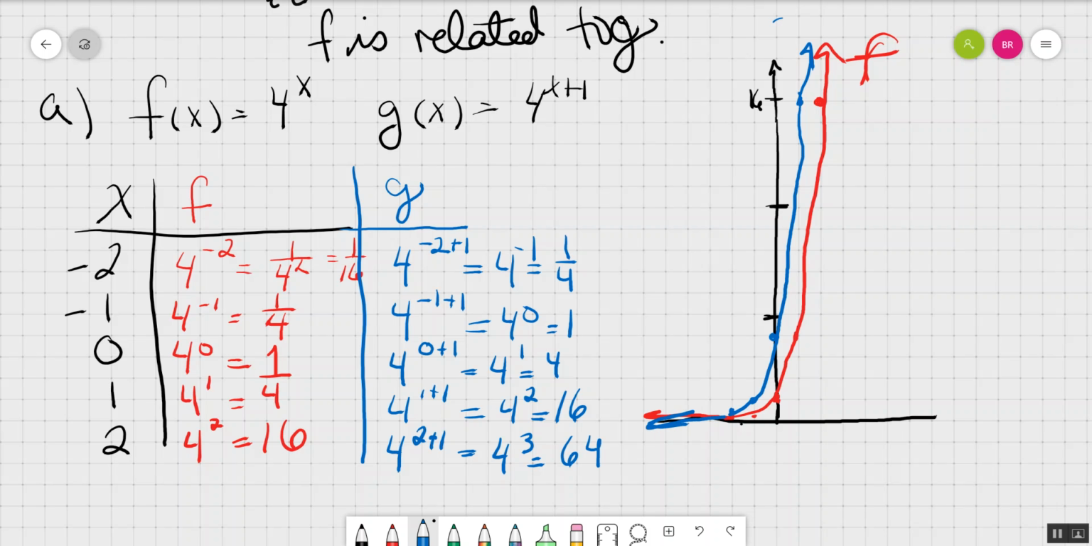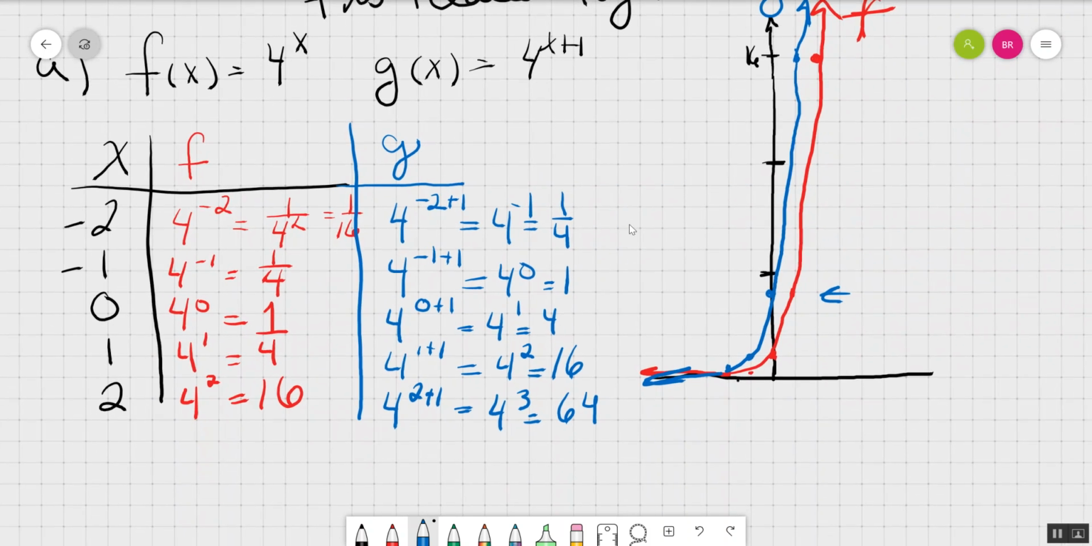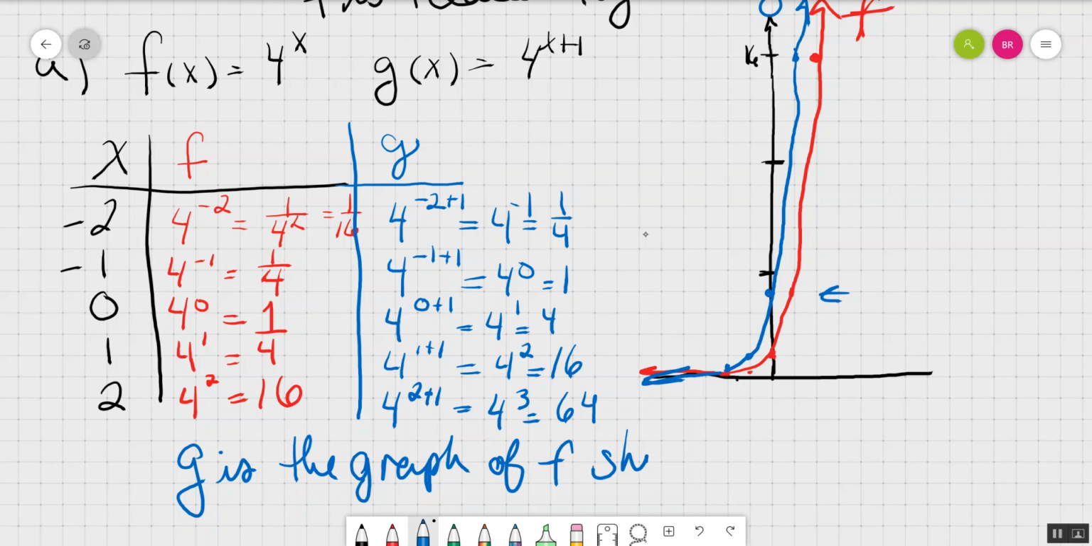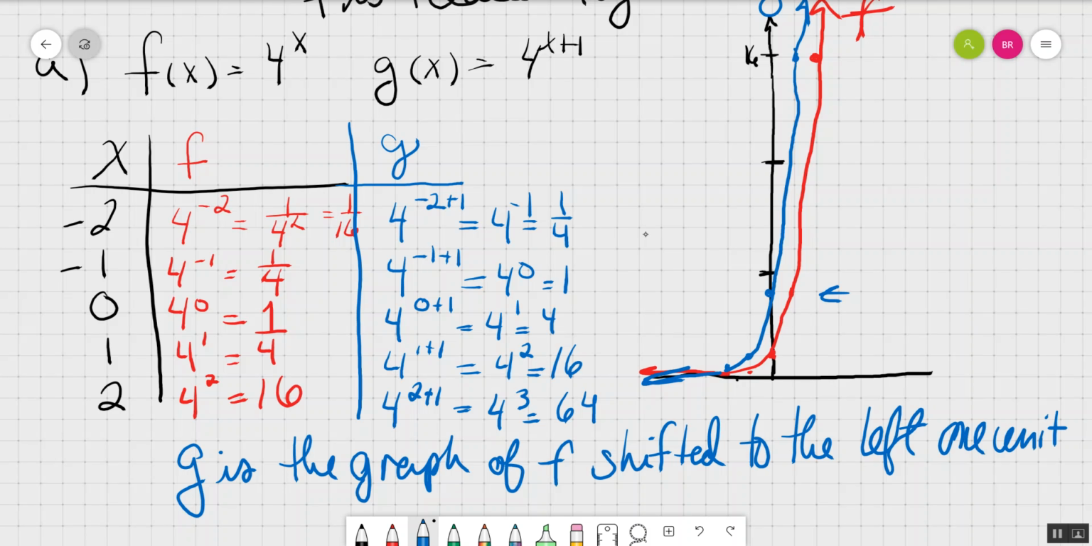So what does it look like G's doing? G looks like it's exactly the same as F, but switched over one. So I would say that G is F, shifted to the left by 1 unit. So what I'm noticing here is that the point that would have been there at 4 is now back here. The point that would have been there at 0 is now back here. The point that would have been 1/4 is back here, and so on and so forth. So it's just back 1.